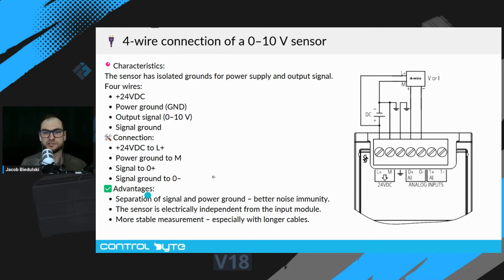What are the advantages of such a connection? There is separation of signal and power ground. This will cause better noise immunity. The sensor is electrically independent from the input module. The measurement will be more stable.